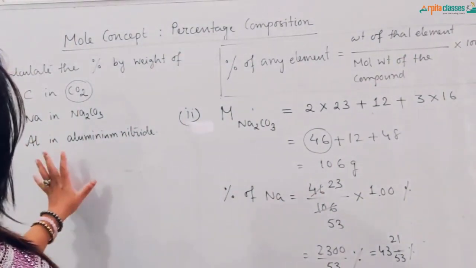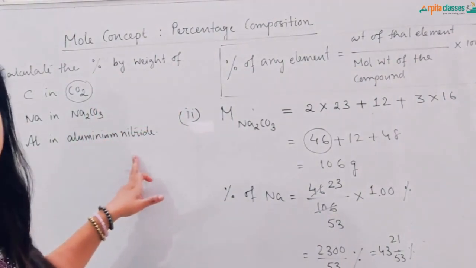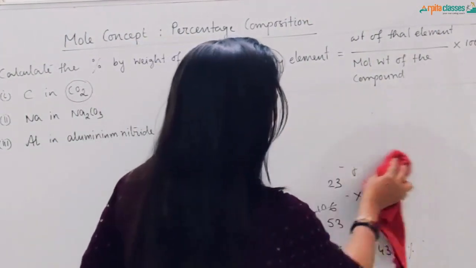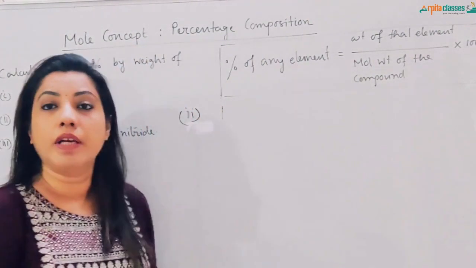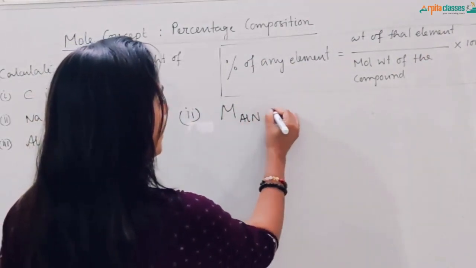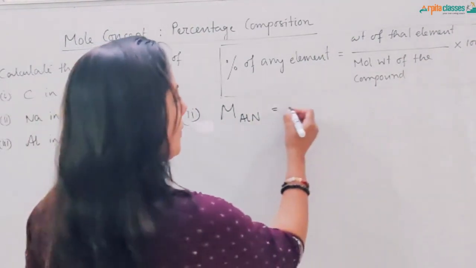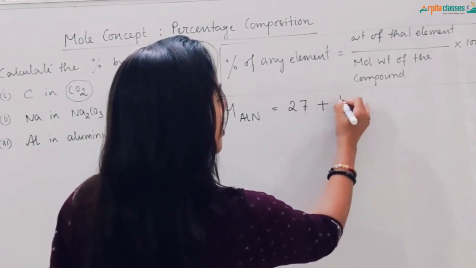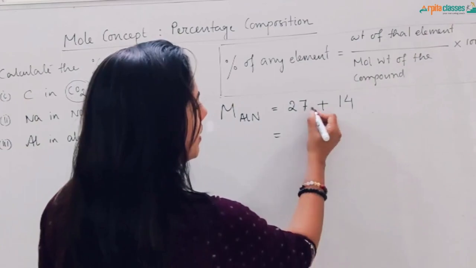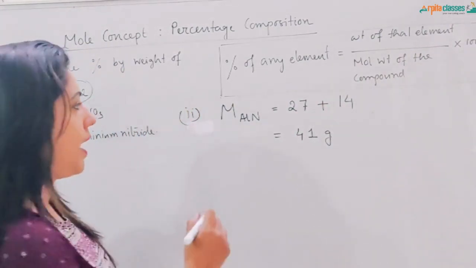Let us start with the third sum. We have to find out the percentage by weight of aluminium in aluminium nitride. So the compound here is aluminium nitride. We'll find out the molecular weight of aluminium nitride. So it's atomic weight of aluminium plus atomic weight of nitrogen. Atomic weight of aluminium is 27. Atomic weight of nitrogen is 14. So it comes 41 gram. So this is the atomic weight of aluminium nitride.